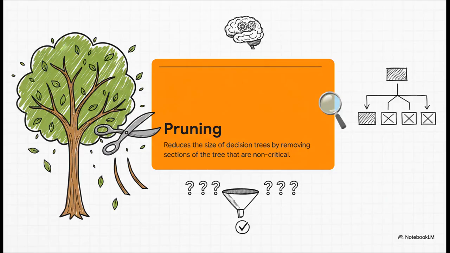So the solution is just knowing when to stop asking questions. And we do this with a technique called pruning. And yeah, it is exactly what it sounds like. We strategically snip off those smaller, less important branches, the ones that are just chasing outliers, to keep the tree simple and focused on the patterns that actually matter.